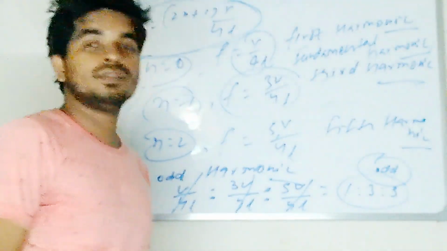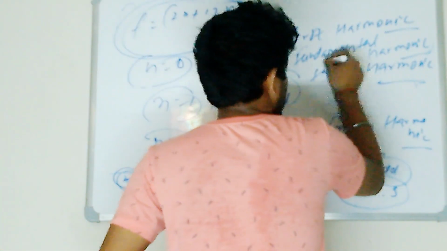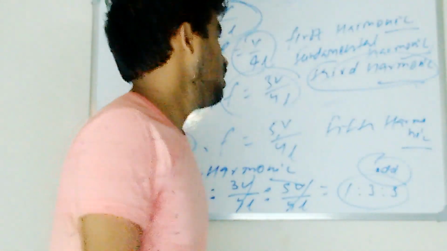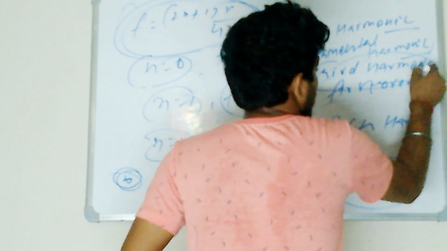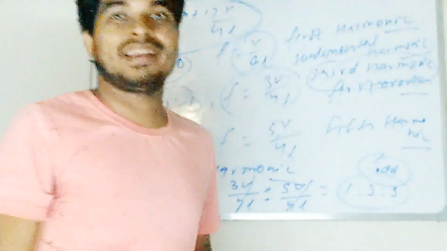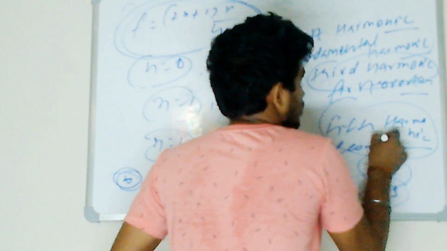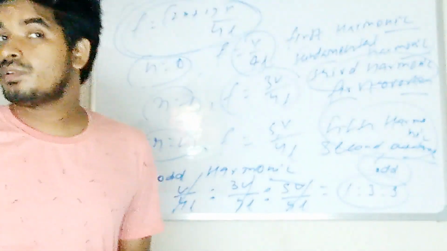This is one point. Another point is that the third harmonic is the first overtone. Can I say that? And the fifth harmonic is the second overtone. Can I say that? So this is the second overtone. Am I right? So this is one thing we already completed.